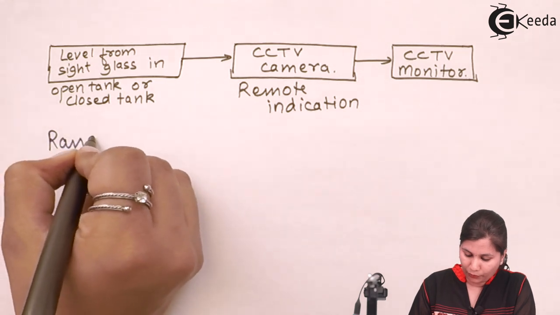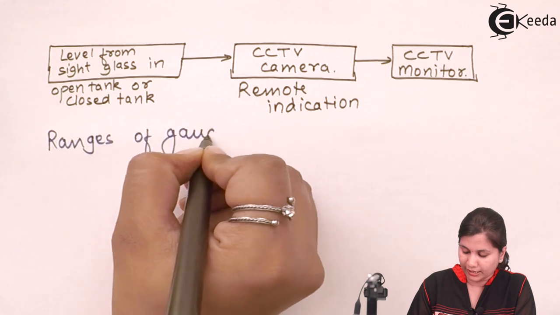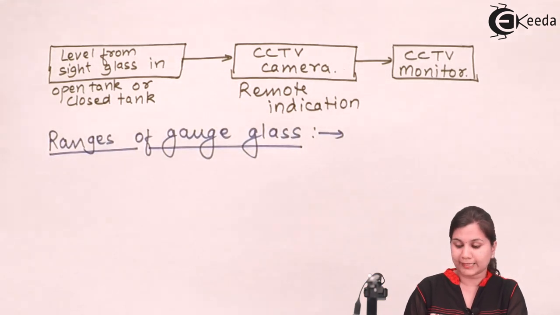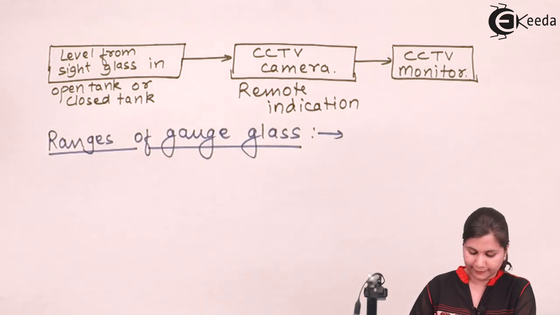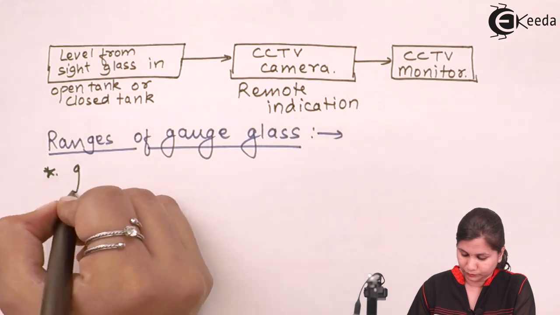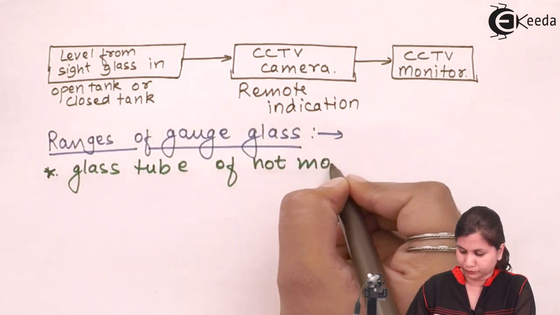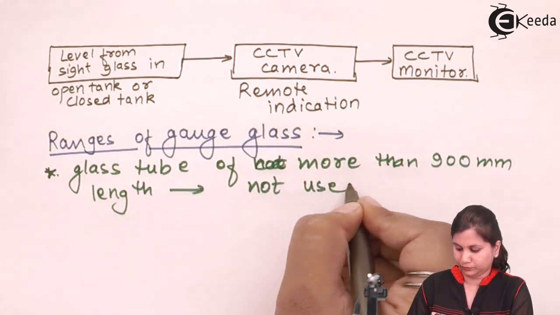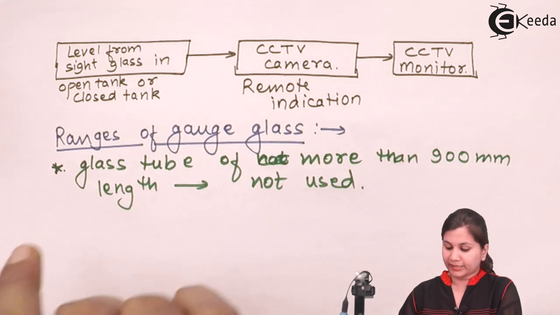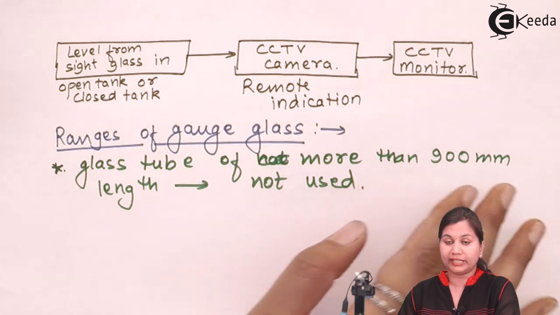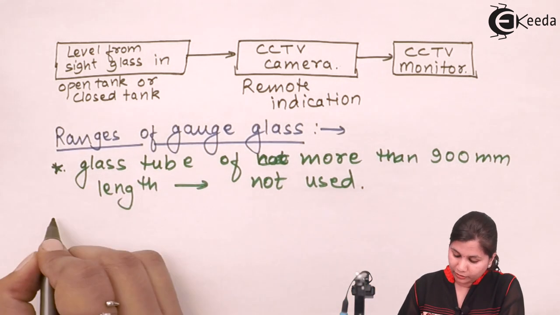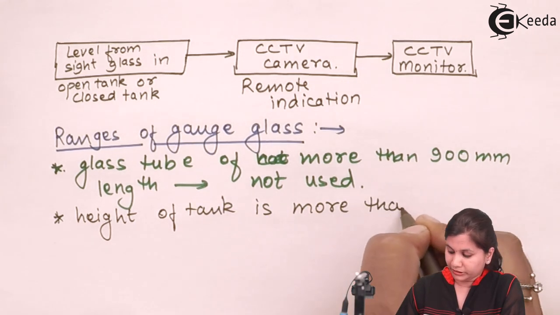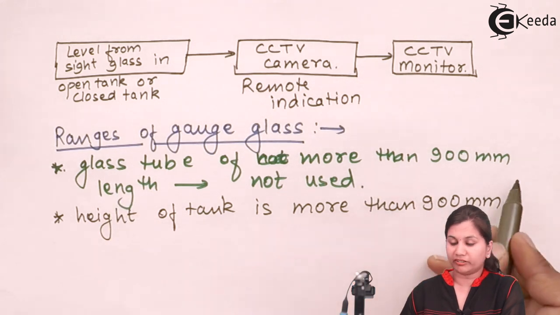Okay, now let us see the range of the gauge glasses. This method is also known as the gauge glass method. In standard practice, a glass tube of more than 900 mm length is not used.